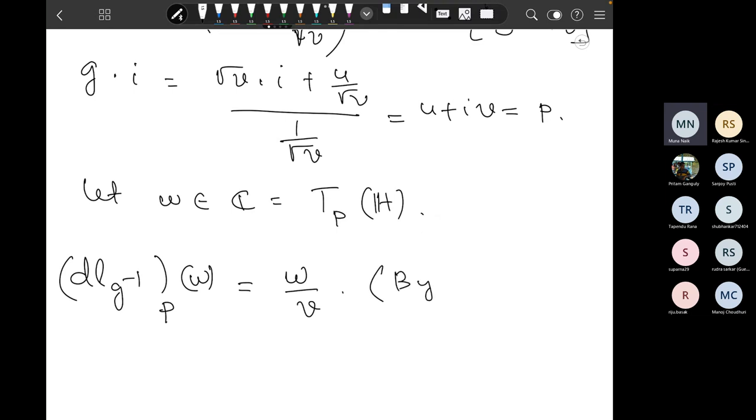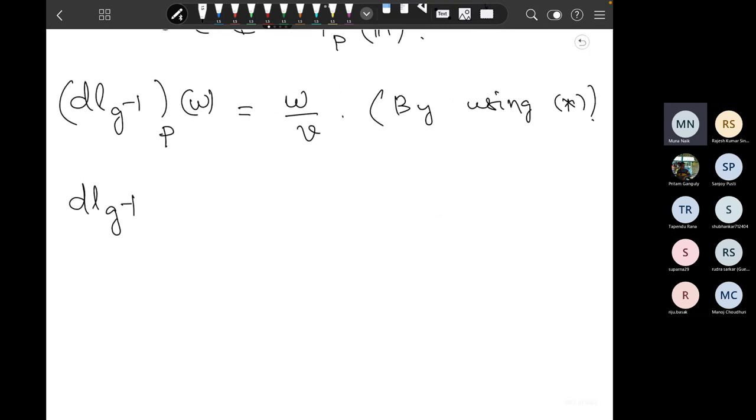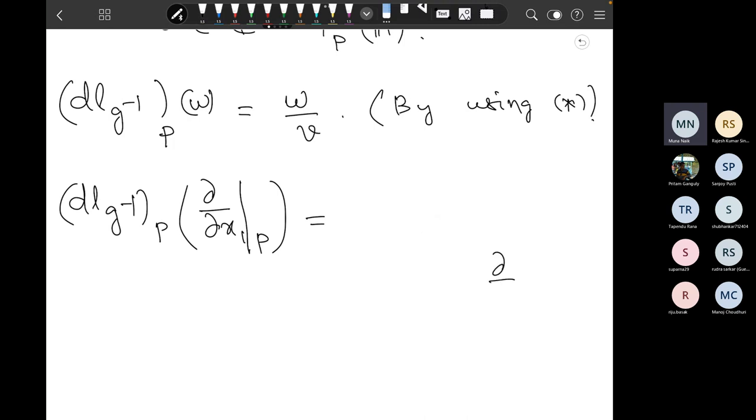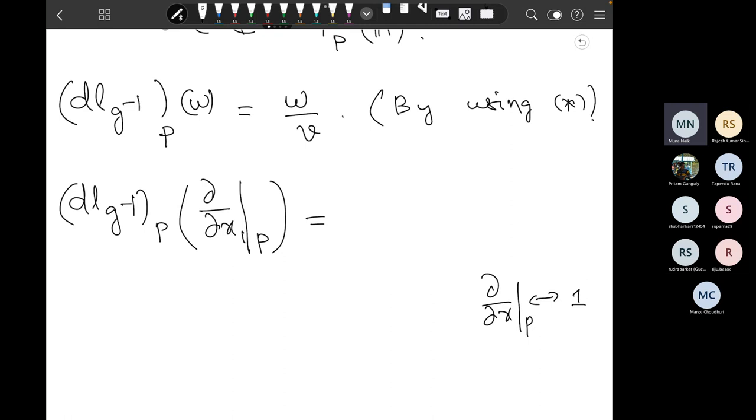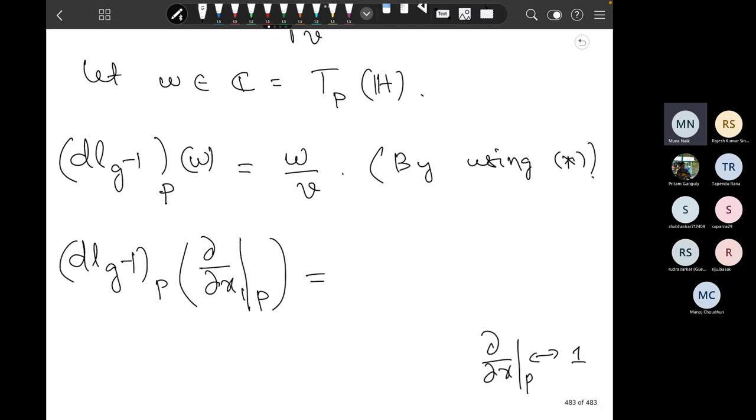So by using star. Now listen to this carefully. So dL_{G^{-1}P}. So I took the ∂/∂x at P. Now ∂/∂x at P is really identified with, as I have told you, 1 in the complex plane, because here w is a complex number. So this is really 1/b, 1, 0. Okay. But you want to go to the R² picture, so this is really 1/b, 1, 0. So this belongs to R². Yeah, this belongs to C.